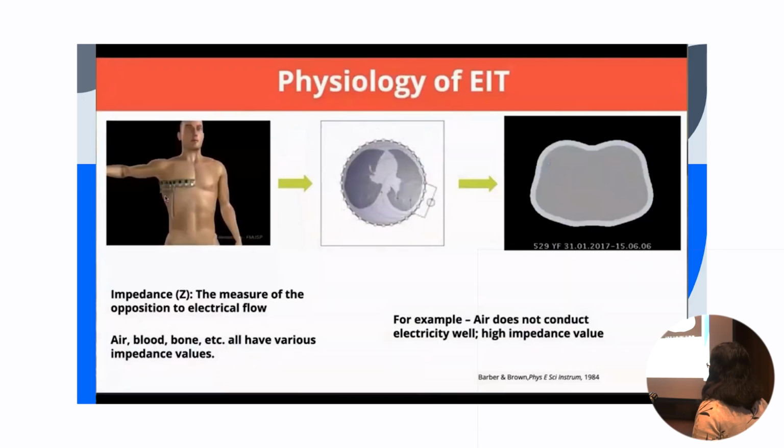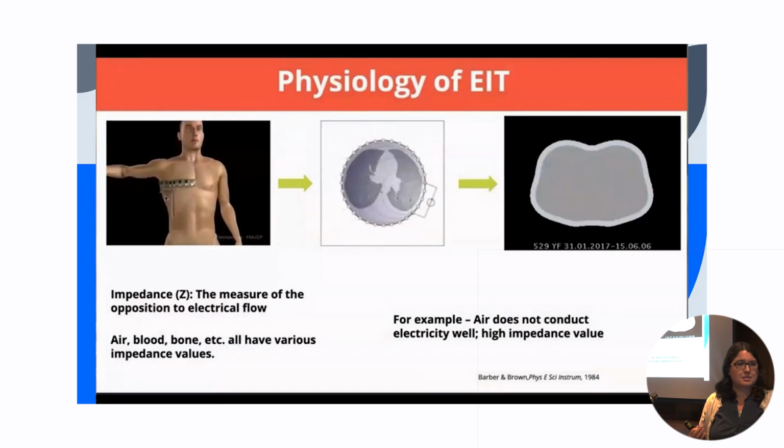Okay, so let's talk about what is the physiology of EIT. So impedance, again, electrical impedance tomography. Impedance is the measure of opposition to electrical flow. So air in the lungs does not conduct electricity well, so it has a high impedance value. So what has low impedance values? Well, blood, bone, tissue.